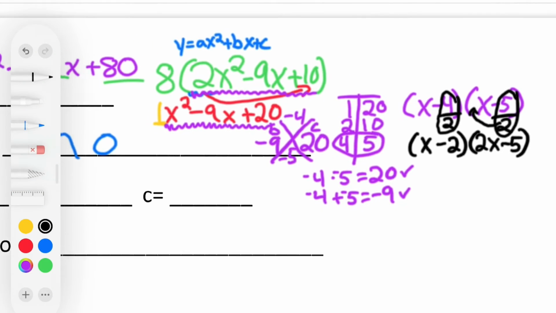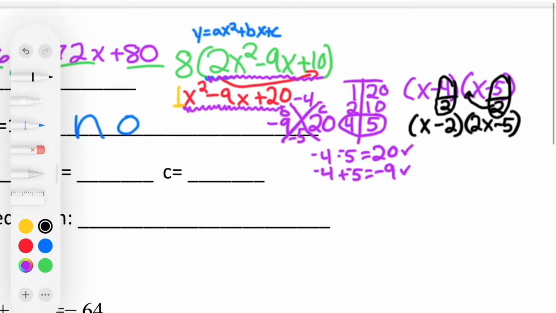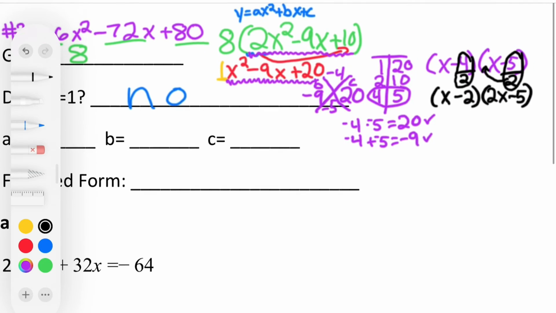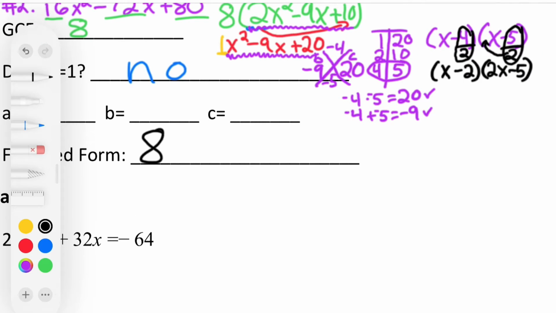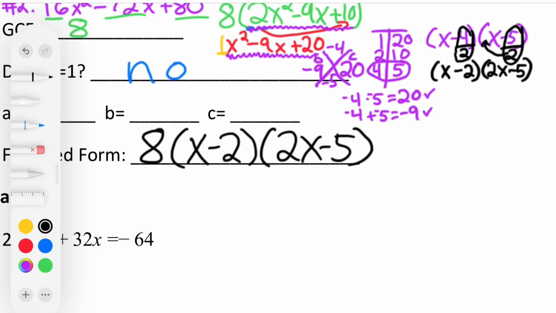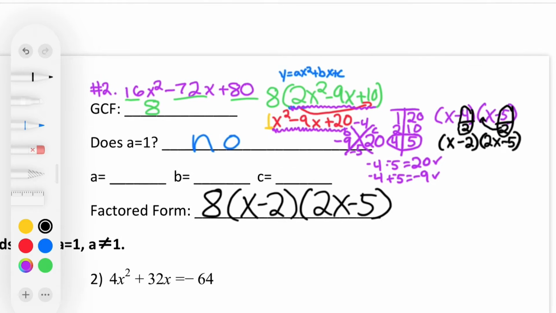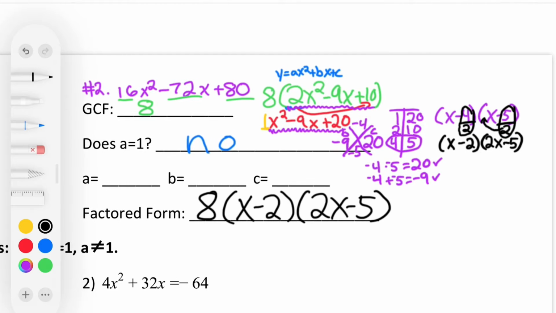So this will actually be part of our factored form with the exception of our GCF out front. Our factored form is our GCF out front, then our x minus 2 times our 2x minus 5. And there is our answer for number 2 in part 3.